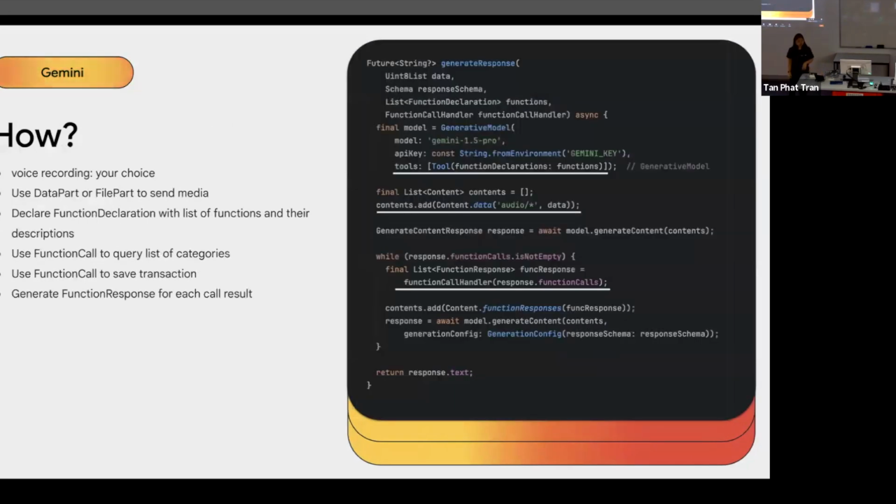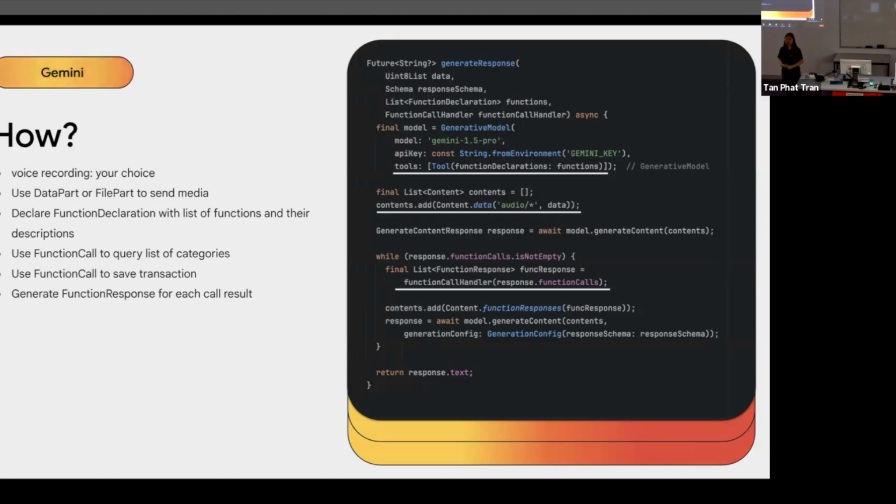Okay, so now let's look at how I did it. With all the source code here, the first one is that I use the recorder, the voice recording. I use a recorder package. And the part that I like the most is that there are two options to send data to Gemini. One is the data part and one is the file part.